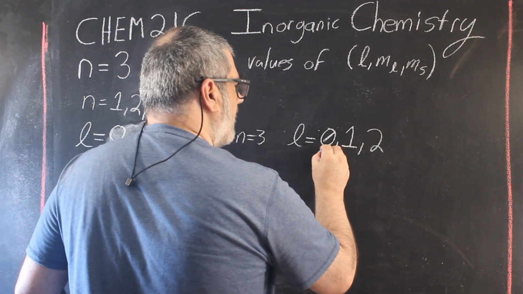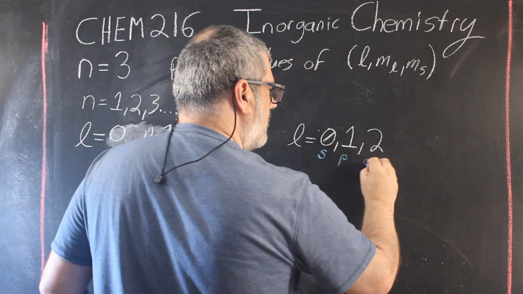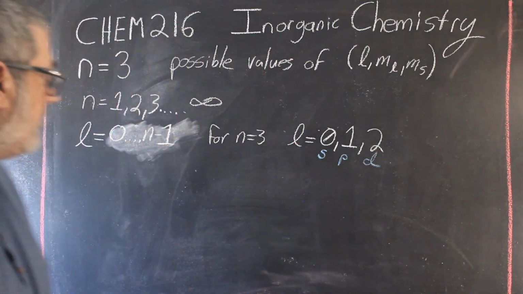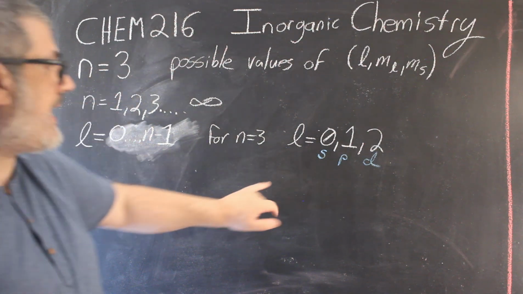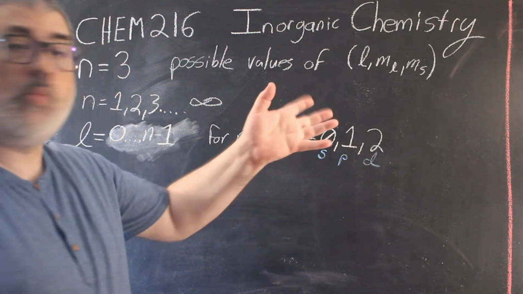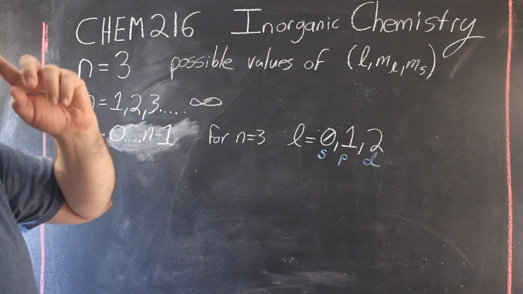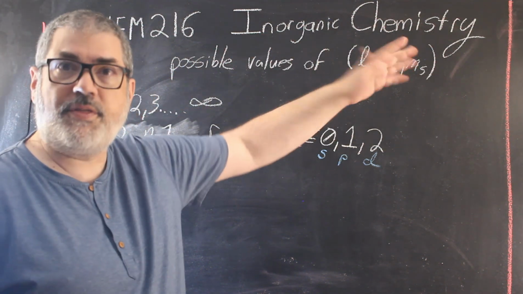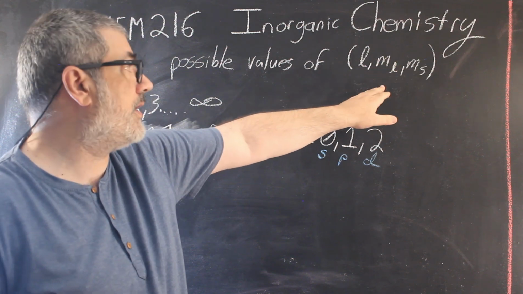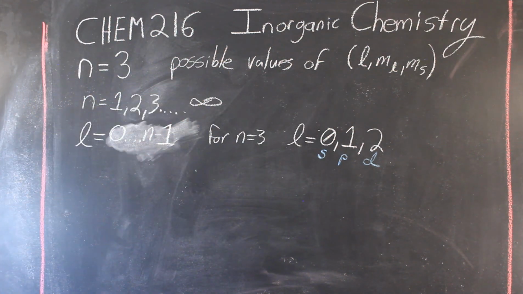This would be our s orbital, our p orbital, and our d orbital. So at n equals 3, we can have s, p, and d. By the way, as far as how I've written this question, you could go through and put all the different combinations of the quantum numbers. But again, I'm giving you how they're defined. So let's keep moving.